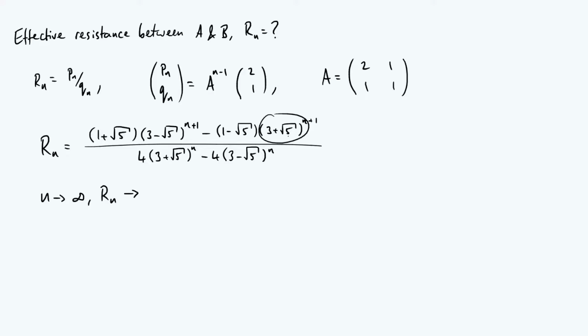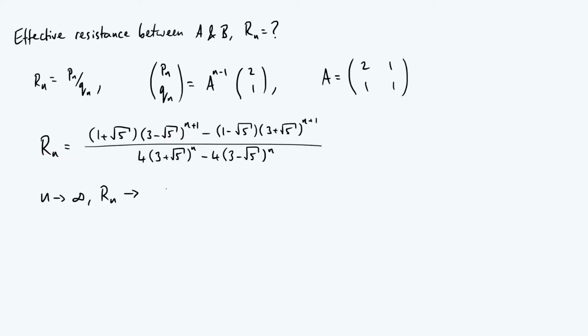Well, 3 plus root 5 is, of course, a number that's bigger than 1. Now, as it turns out, 3 minus root 5 is less than 1. So as you raise 3 plus root 5 to larger and larger powers, it gets bigger and bigger. As you raise 3 minus root 5 to bigger and bigger powers, it keeps getting smaller and smaller. And so it's the second term on the numerator that dominates.